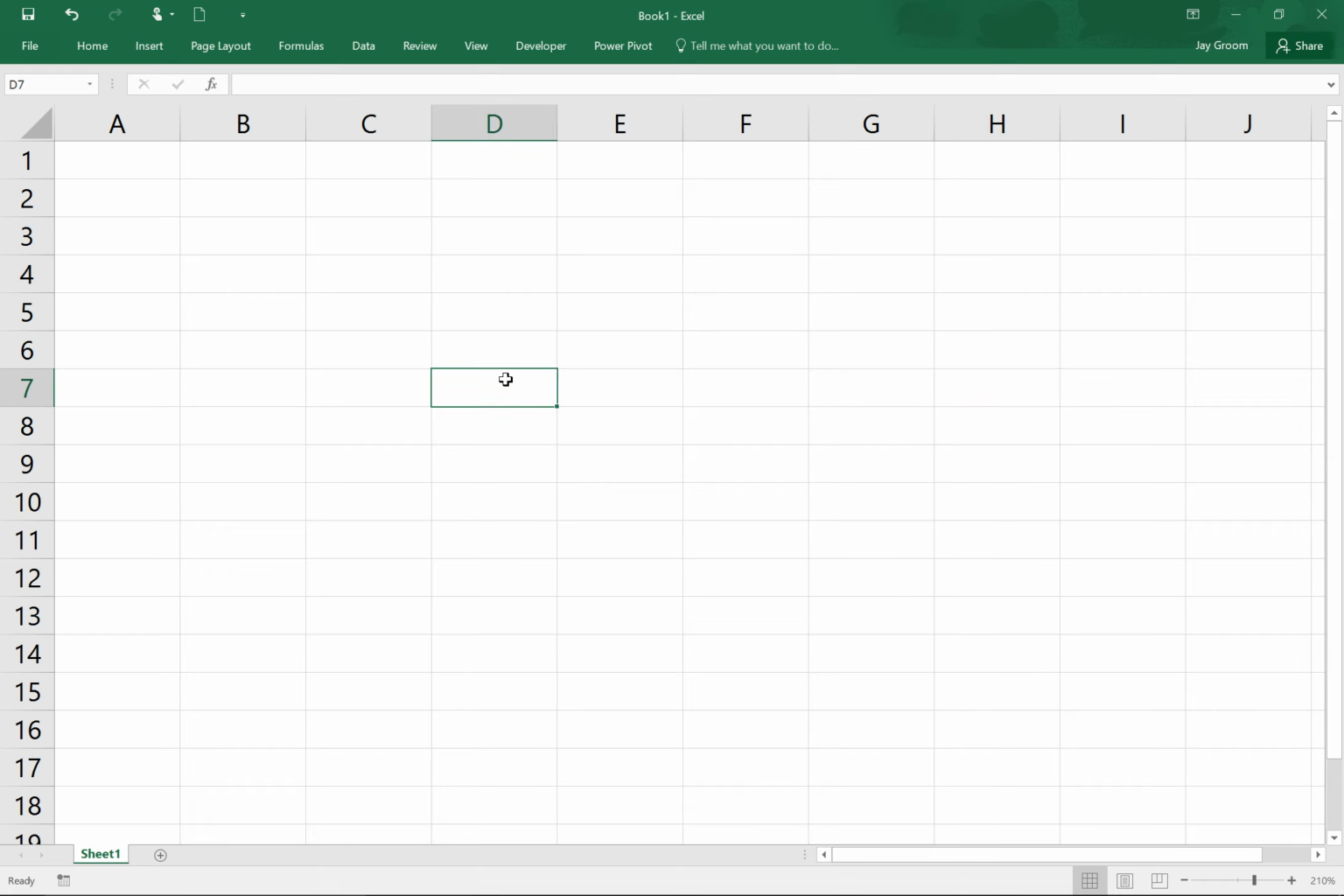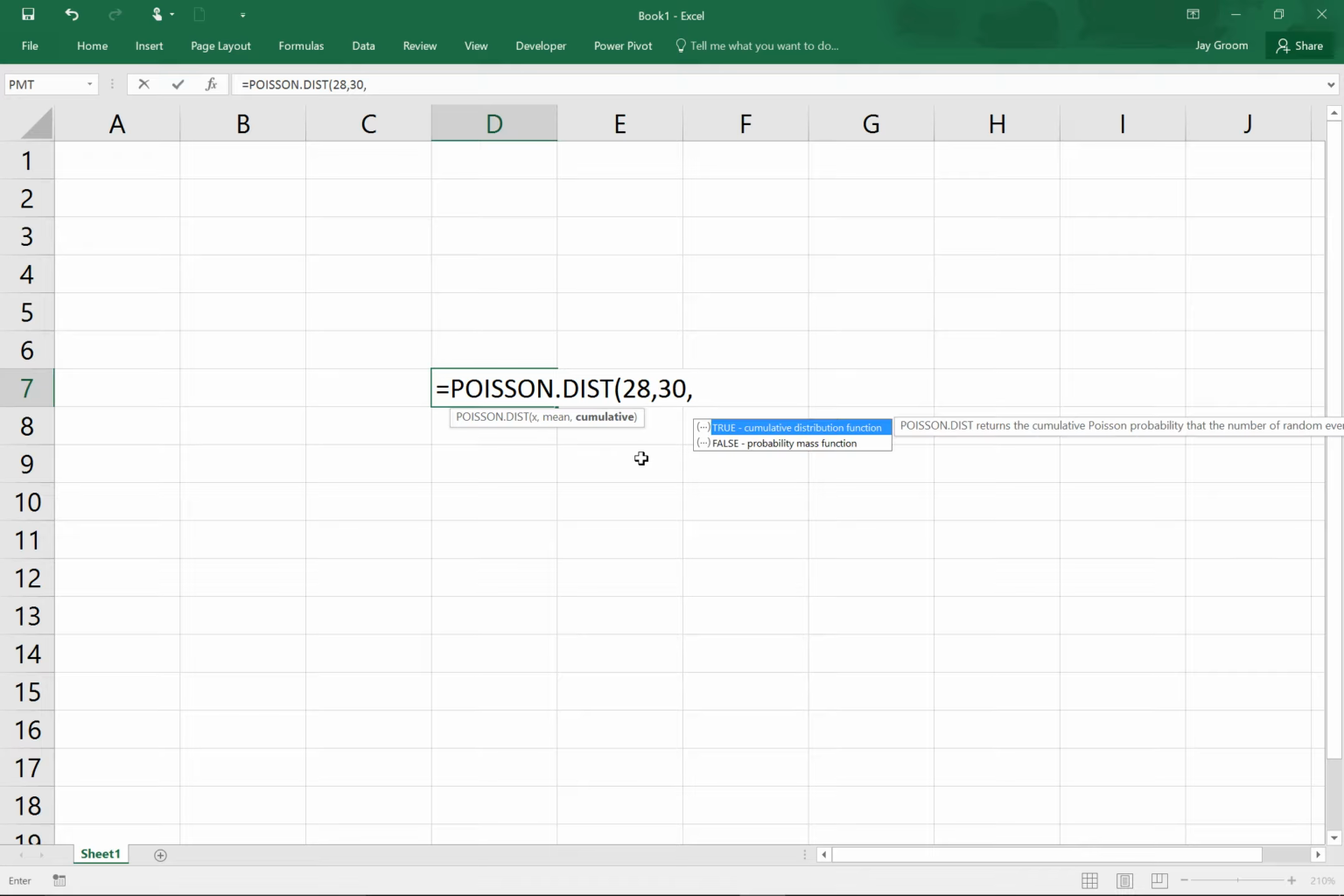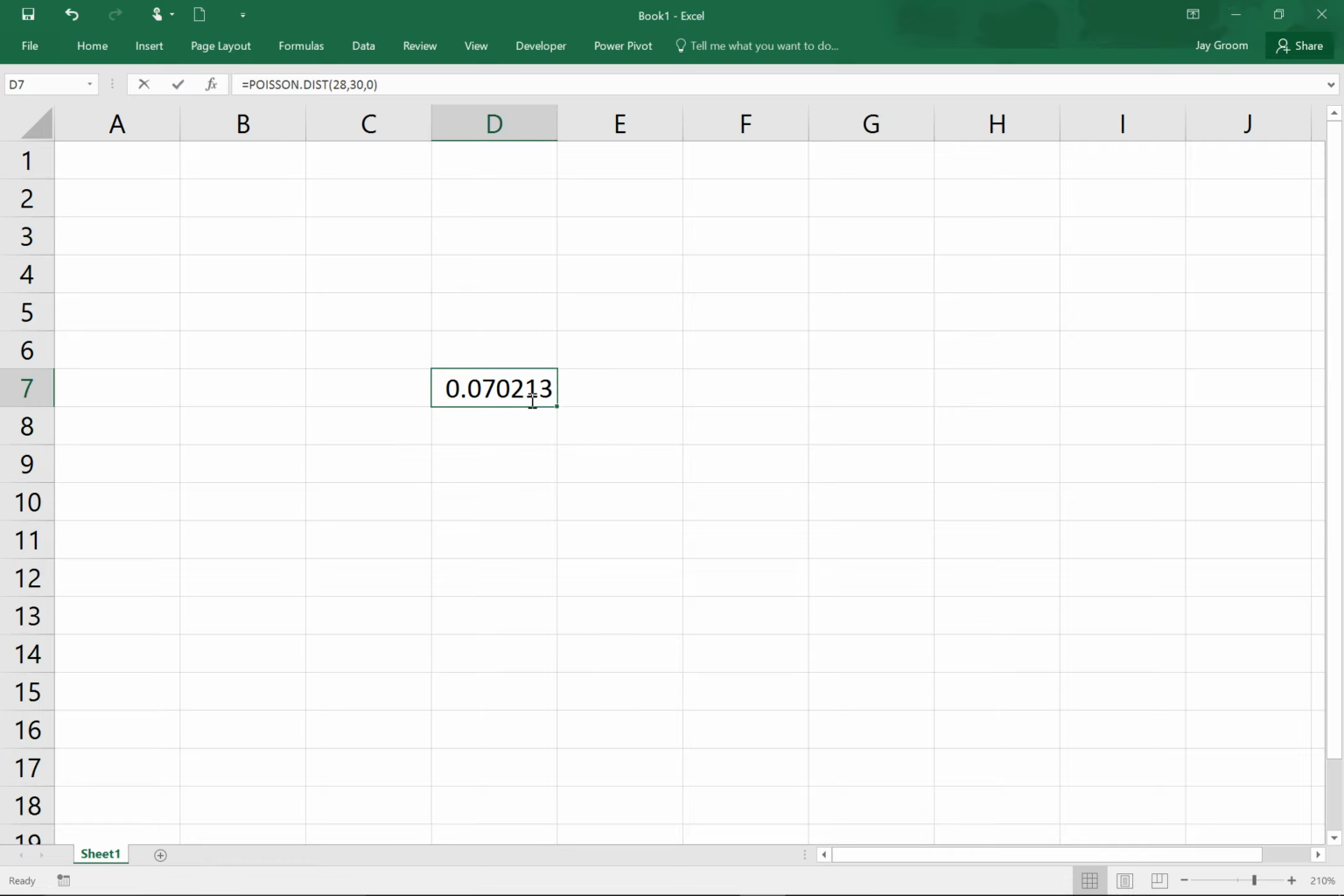So equals Poisson distribution right there. Okay, so x, well, 28. The mean 30. Notice how that's backwards compared to what the computer asked for, or the calculator. There's my 7% that we did a minute ago.